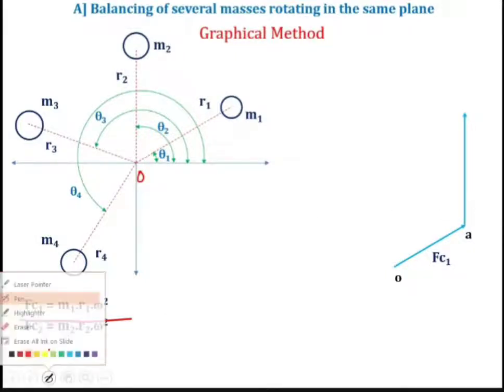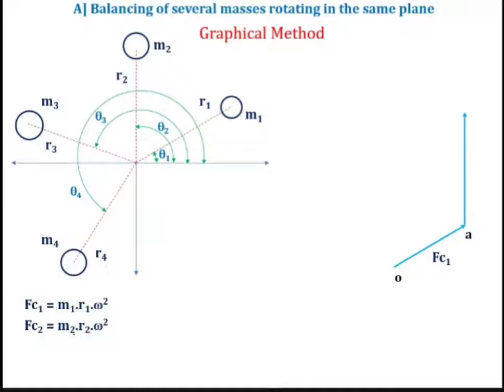Next, calculate Fc2, which is equal to m2 r2 omega square. Then draw a vector OB which is parallel to OM2. Now I am drawing a force polygon, and as we have studied in engineering mechanics, the force polygon should be continuous. So once you start from O and end at A, then again it will start at the end, and then it will end at B. It should have a continuous flow.